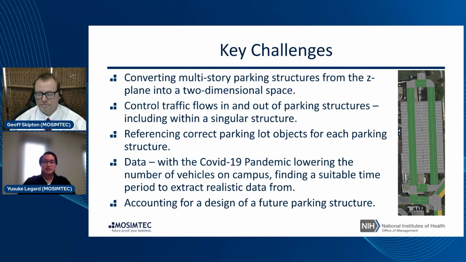We also implemented logic to ensure we were referencing the correct parking lot objects for each parking structure. So for example, the picture on the right that you see is lot 18, and as you can see, it has 5 parking lot objects. Even though there are other parking lot objects in the same road network, they're located in different parking structures, such as lot 41. So we had to ensure that vehicle routing to lot 18 only parked at one of the available parking lot objects within that structure.